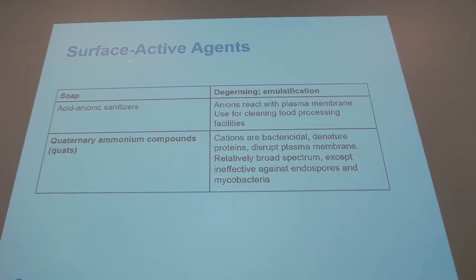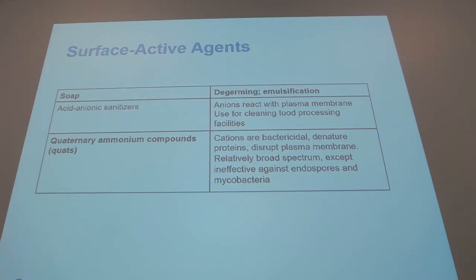Surfactants, soaps. It's the nickname for surface active agents. We have acid anionic sanitizers, where the anions react with the plasma membrane and then create pores. They are, of course, useful for cleaning our clothing, the eating utensils, and food processing facilities.